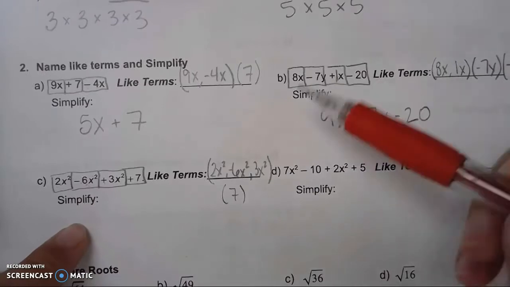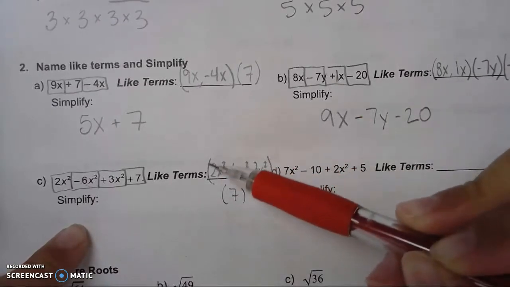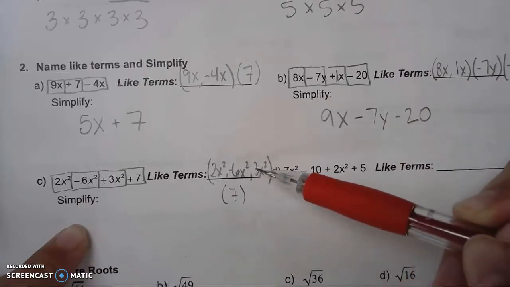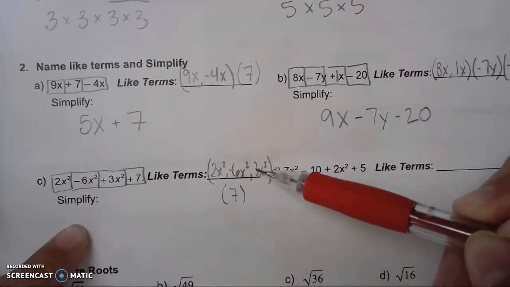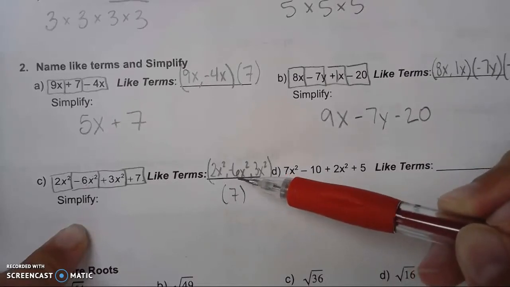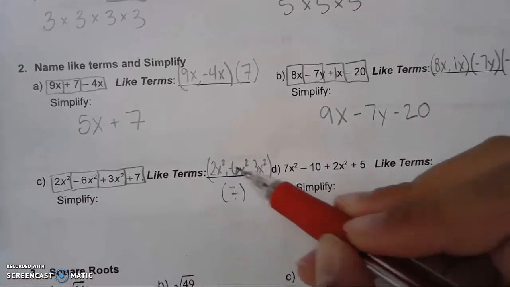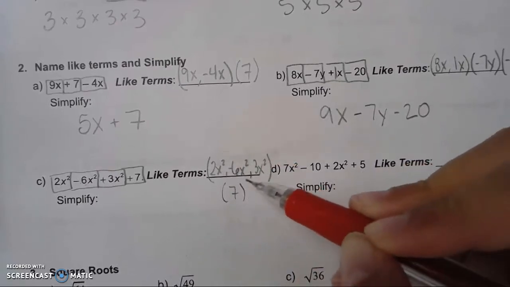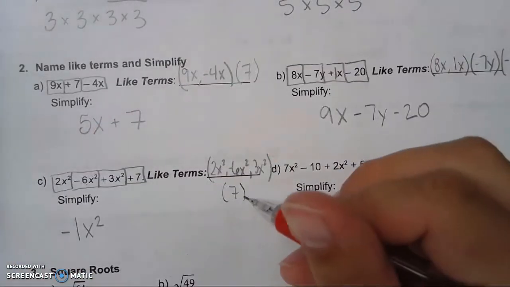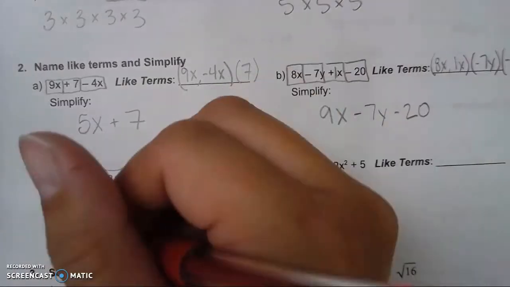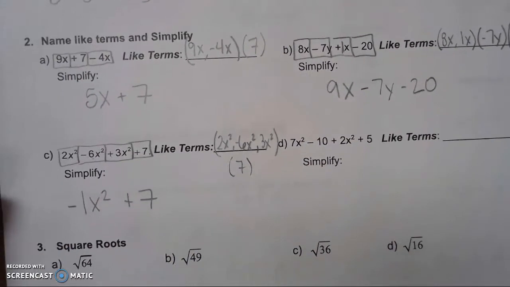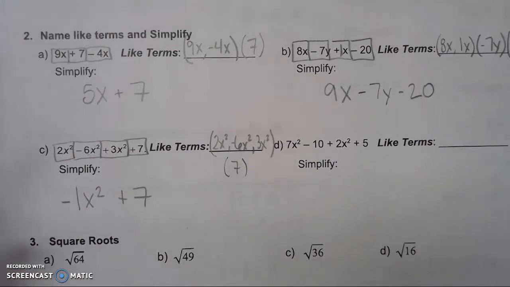So when I go to simplify, I'm going to simplify my like terms together. So if I were to take 2 plus negative 6 plus 3, well, 2 plus 3 gives me 5, and then 5 plus negative 6 gives me a negative 1. So all of this will equal negative 1x squared. And then since this 7's by itself, all I have to do is just attach it down here at the bottom, and I now have negative 1x squared plus 7.